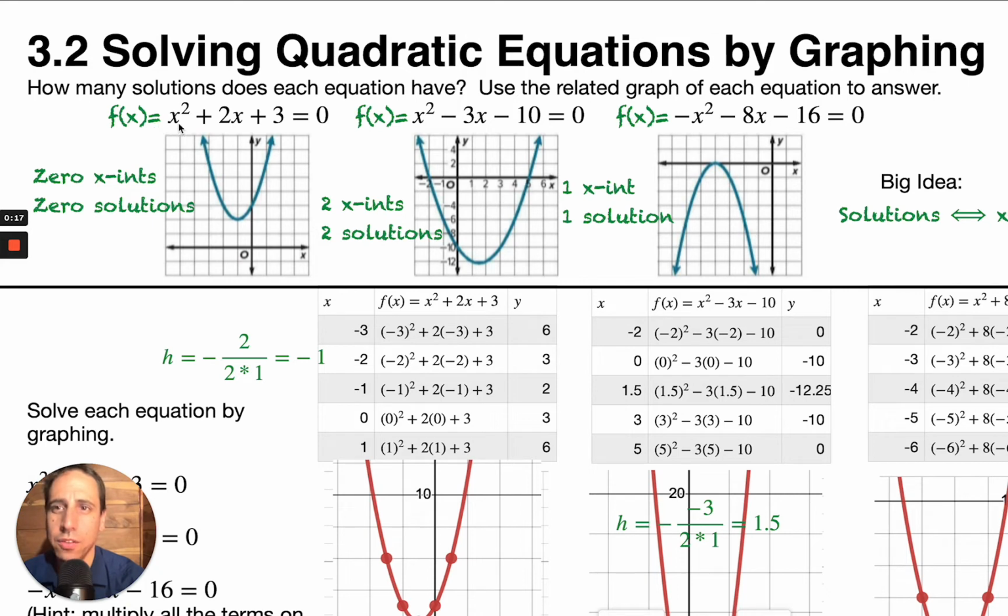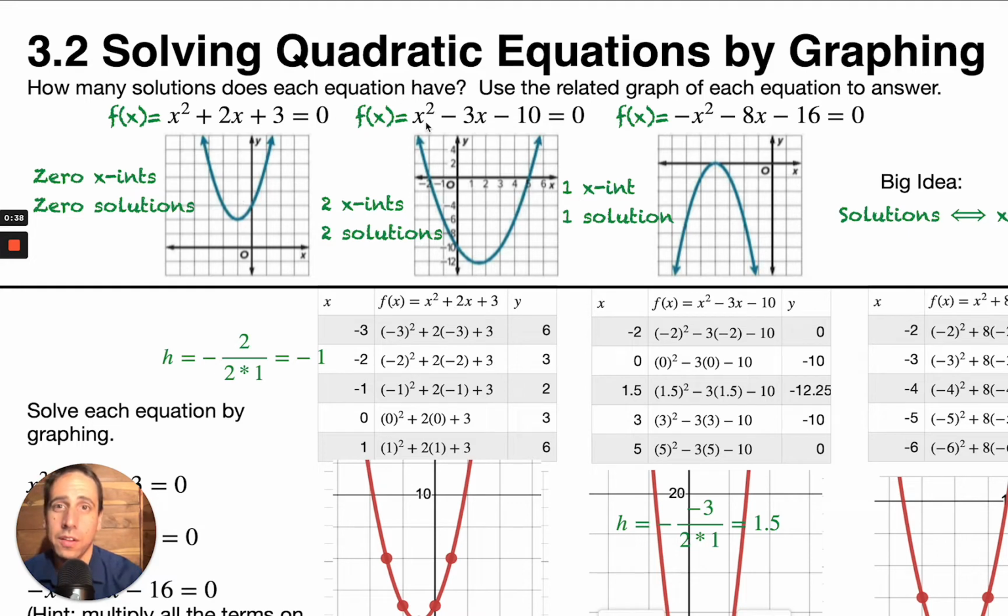Well, if you were trying to solve just x squared plus 2x plus 3 equals 0, what you really could do was pretend you were graphing it. Like stick an f of x equals on the front of it, ignore the equals 0, and when you graph it, you can see it has 0 x-intercepts. Therefore, the original equation you started with has 0 solutions.